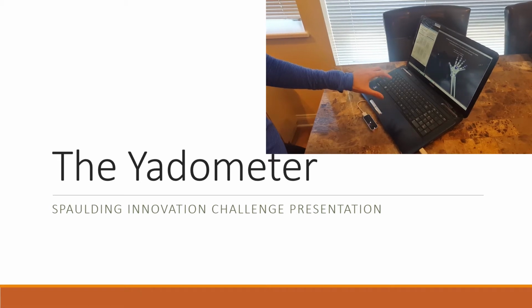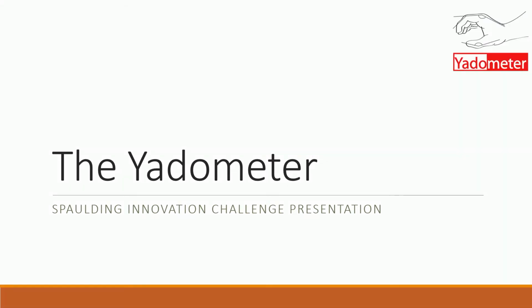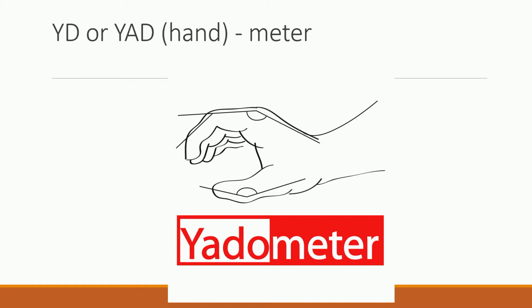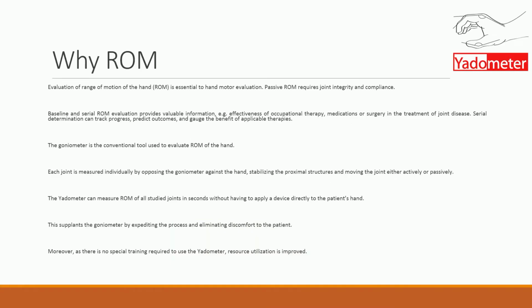The odometer. This presentation is for the Spaulding Innovation Challenge. So what is the odometer? It comes from yod, which means hand, and meter, and it's a software paired with an infrared device that allows you to measure range of motion of the hand and the velocity at which they move also.